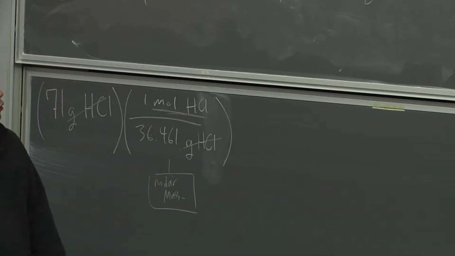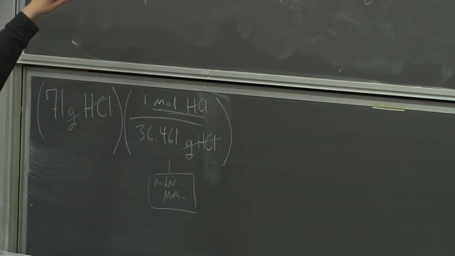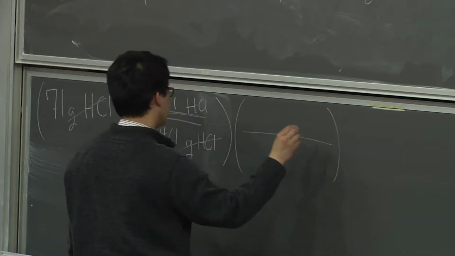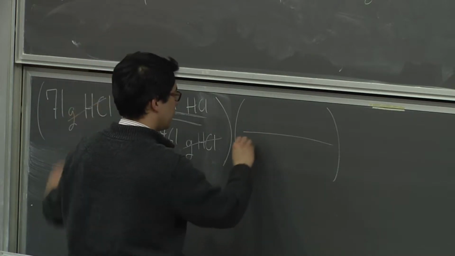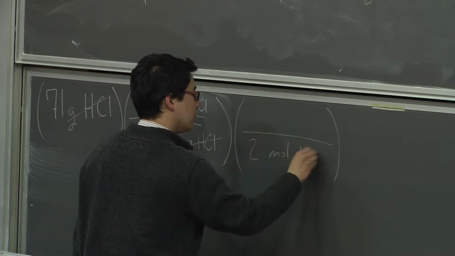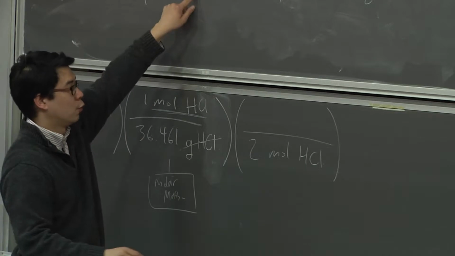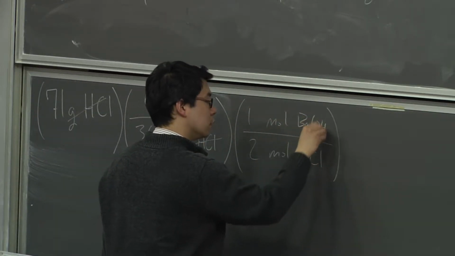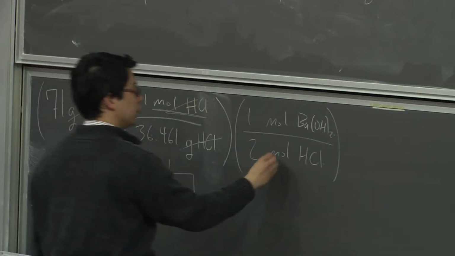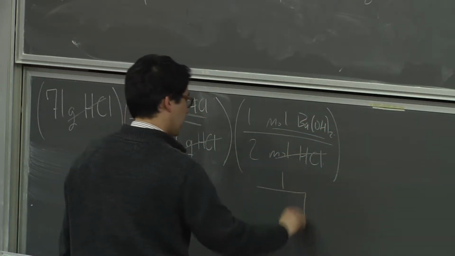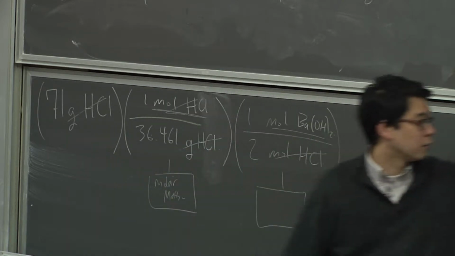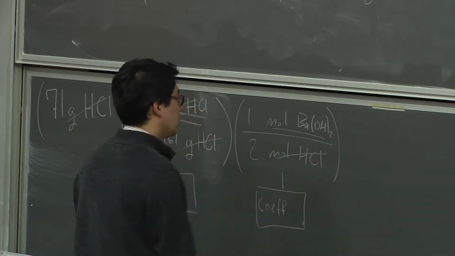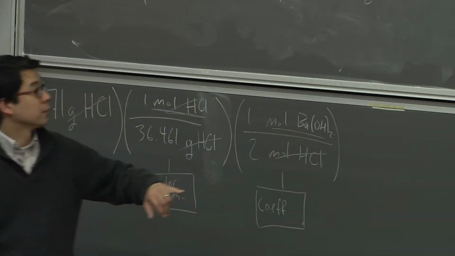What's next? Well, we're going to use our coefficients. And our coefficients are 2 HCl. That goes on the top or the bottom? Bottom. HCl, right? 2 moles of HCl reacts with 1 mole of BaOH2. And so now we take our sign over here, hang it over here. Coefficients. And now we've got moles of BaOH2.